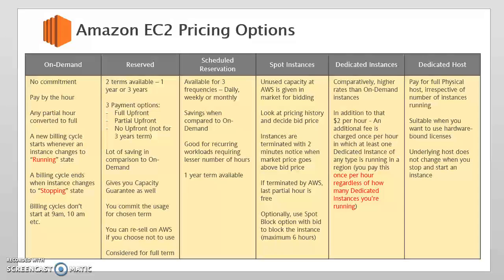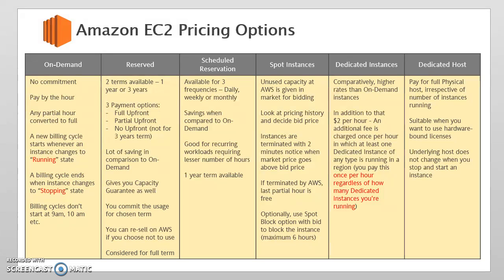In case of EC2, the first and foremost, or the default mode, is on-demand. On-demand mode is where you do not make any commitment. You pay by the hour, meaning when you start an instance, for the number of hours it runs, you pay accordingly. You are not telling AWS that you'll be using this instance for this many months or years. You start and stop whenever you want.